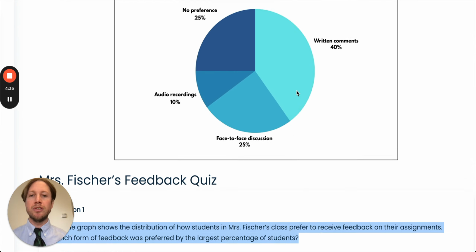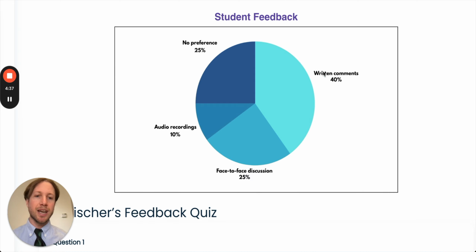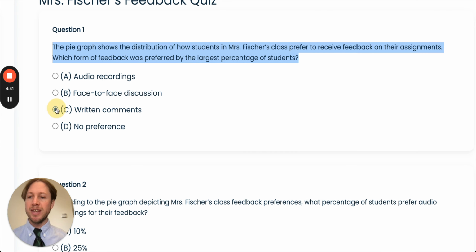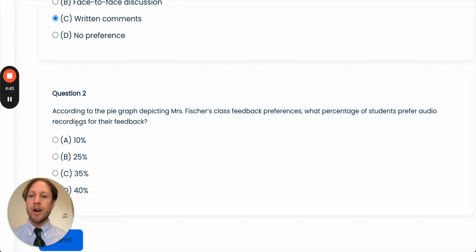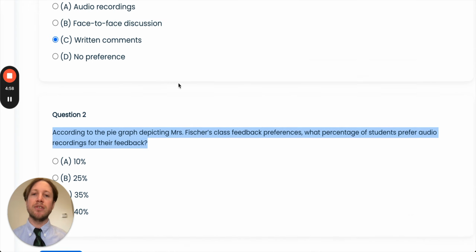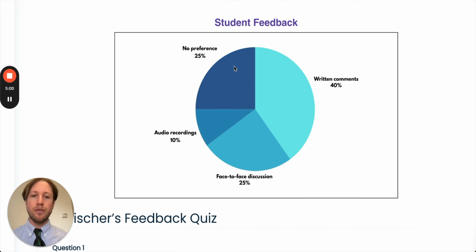So what we want to do is find the largest percent. That looks like it was written comments. So let's go down here, find written comments, and that is C. All right, great. Now question number 2 reads, according to the pie graph depicting Mrs. Fisher's class feedback preferences, what percentage of students prefer audio recordings for their feedback. So let's go ahead and look specifically for audio.